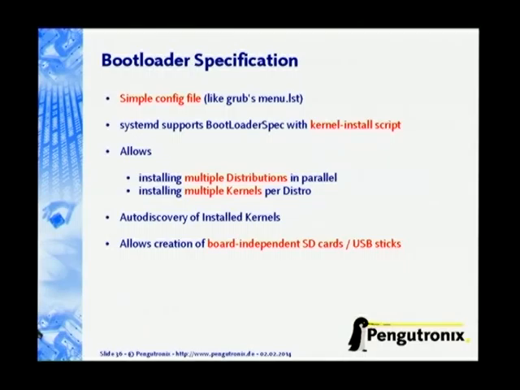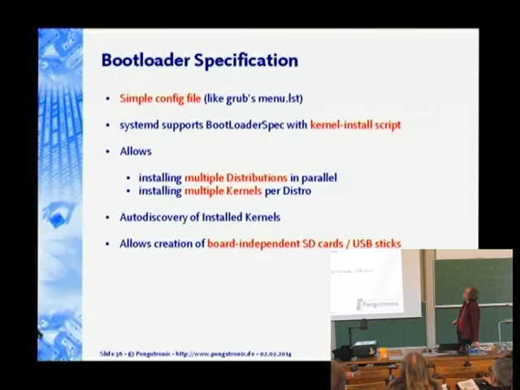Alright, so basically we have a simple configuration file, like if you remember GRUB's menu.lst in former times, and we have systemd support for the bootloader spec with the kernel-install script. So you can just install multiple distributions in parallel. We can have Fedora and Debian and Ubuntu and whatever on one medium. And you can even have multiple kernels per distribution, and all that is just described with a config file. The bootloader can then auto-discover that, and what we did with that was we had one SD card, and we plugged it into several completely different ARM CPU-based embedded devices, and it can just boot.